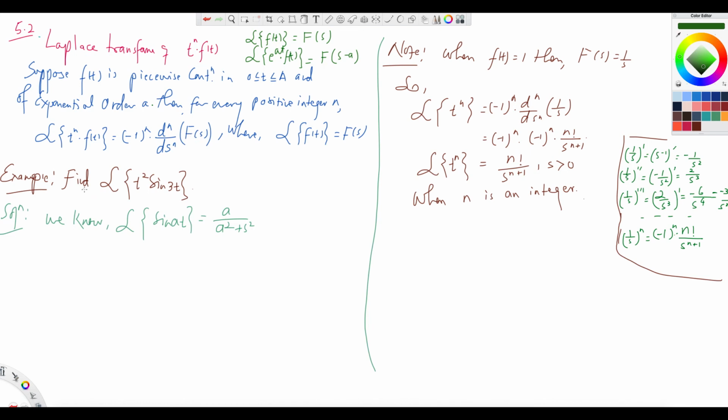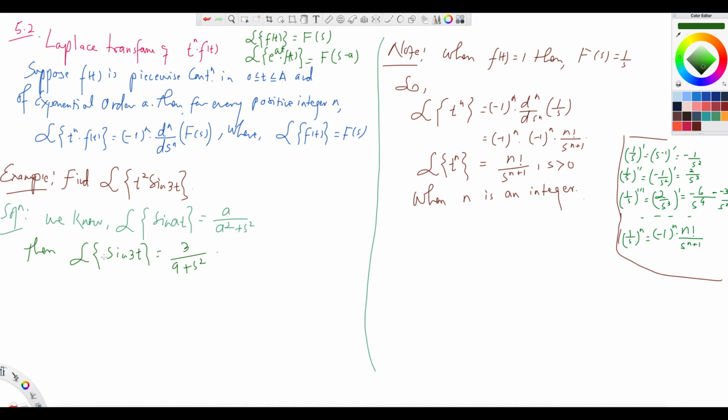So let us see one example right away. Find the Laplace transform of t squared sine 3t. We know that the Laplace transform of sine at is a over a squared plus s squared, right? So let's write then, the Laplace transform of sine 3t equals 3 over 9 plus s squared, right? That's what we get. Now if you multiply this by t squared, it will be similar to that, right? So what we do is we find the second derivative, because there is an nth exponent, so you find the nth derivative. There is (-1) to the n in front.